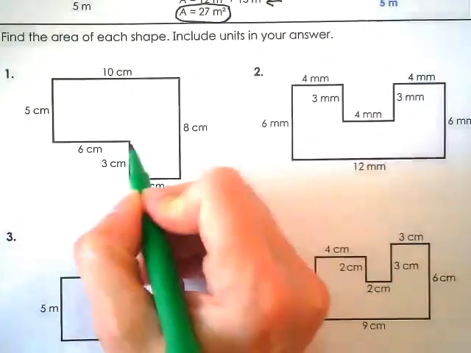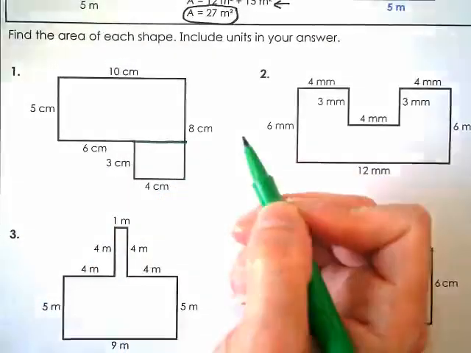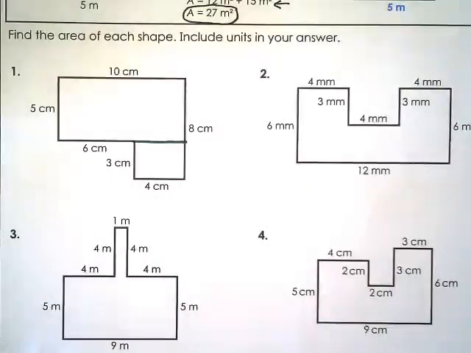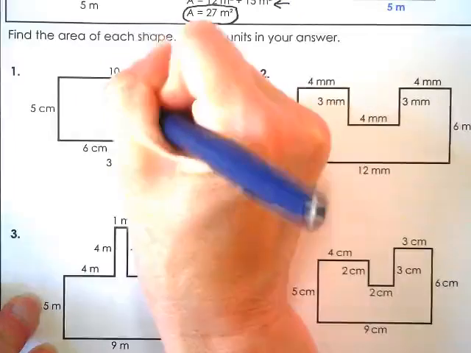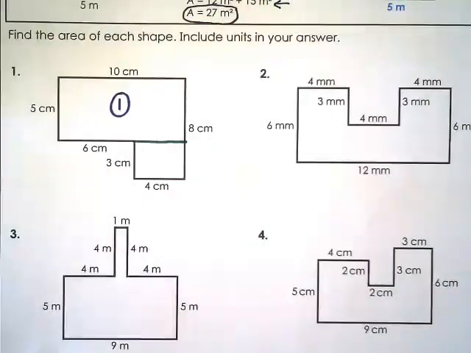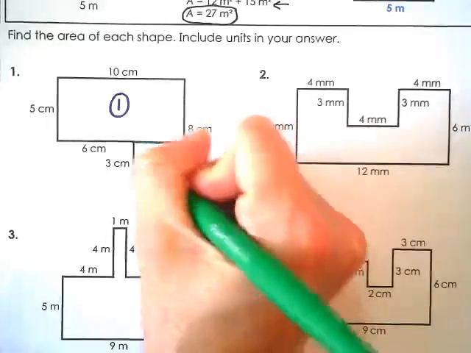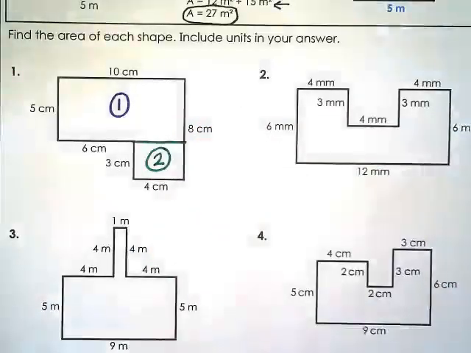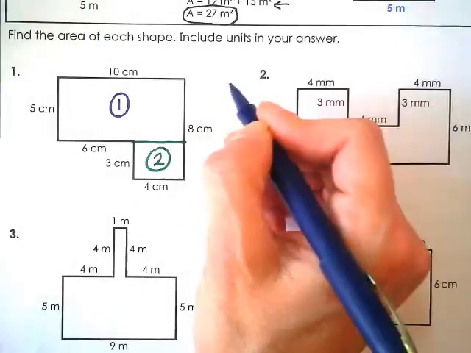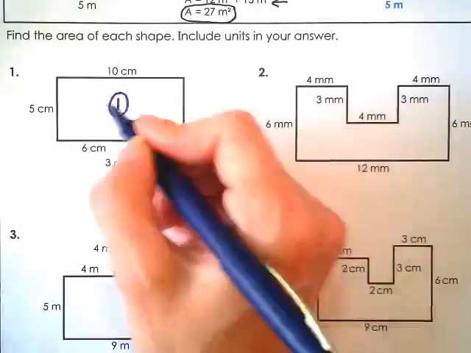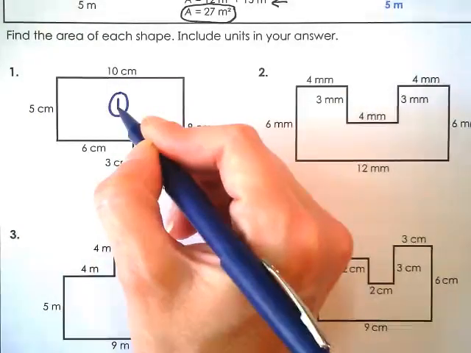I am going to draw a line here. My rectangle number 1, I'm going to put a 1 as this one. My rectangle number 2 is this one. The reason I did that is so that when I start doing my work on the side, I can say, okay, I'm going to do the area for the first rectangle.